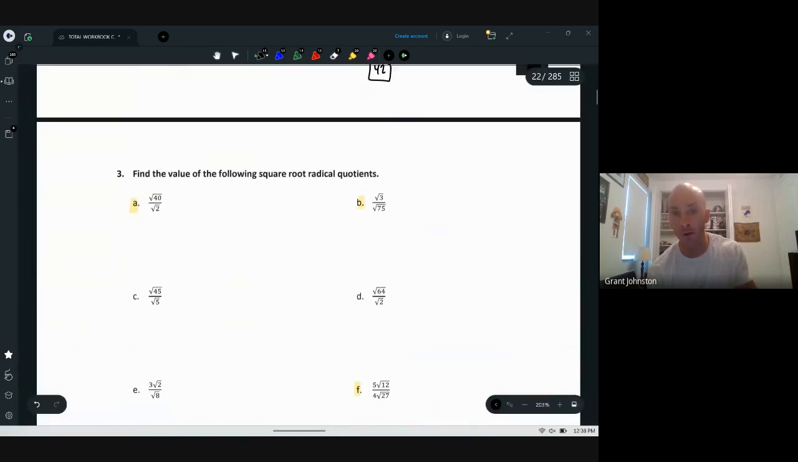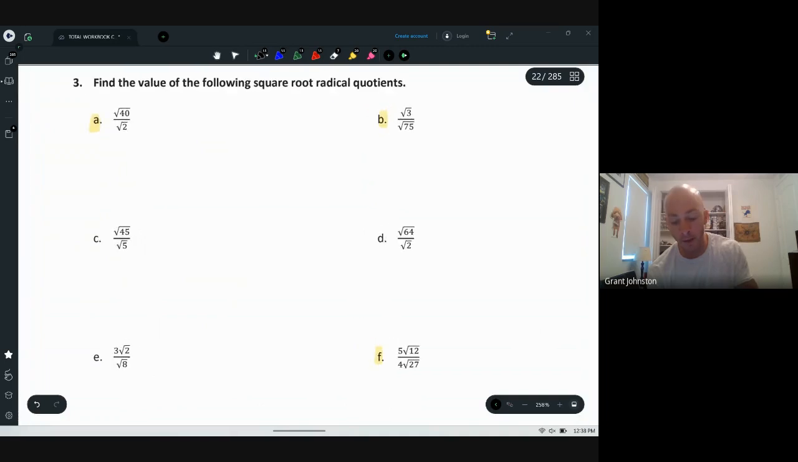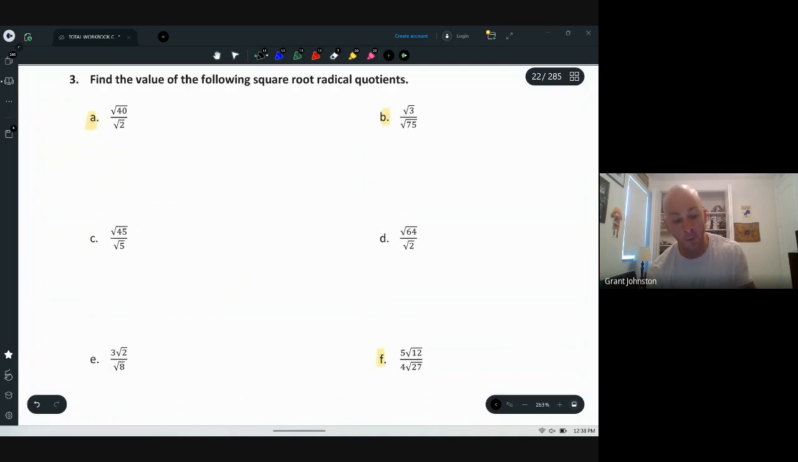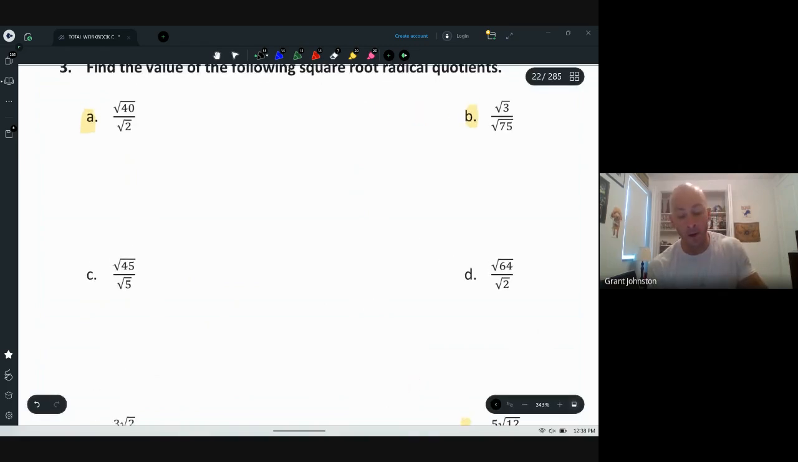I'm going to move down and do some quotients. Remember, the word quotient means division. Number 3 says, find the value of the following square root radical quotients. A is square root 40 divided by square root 2.